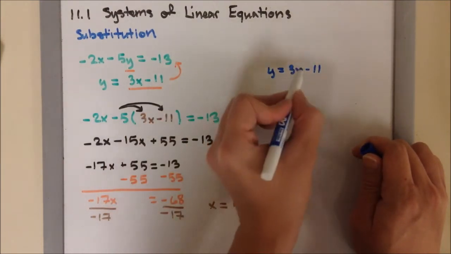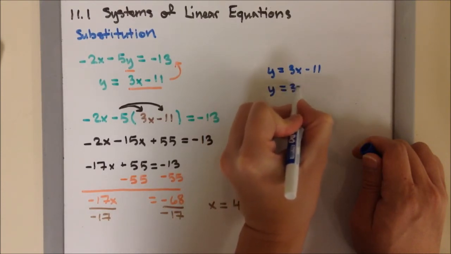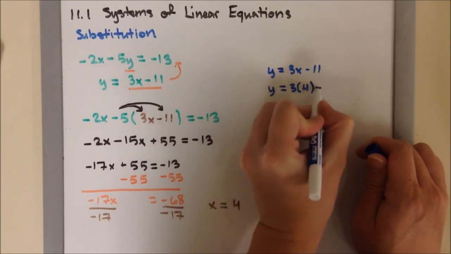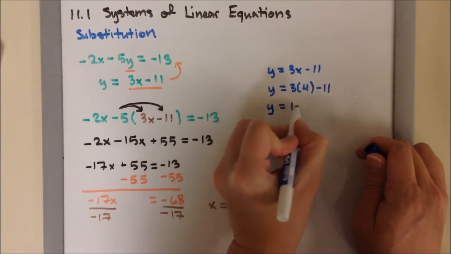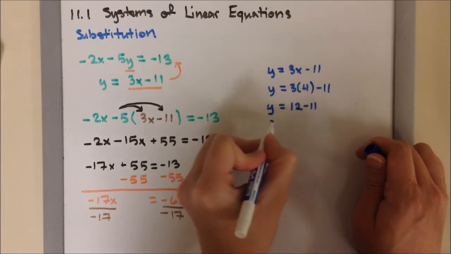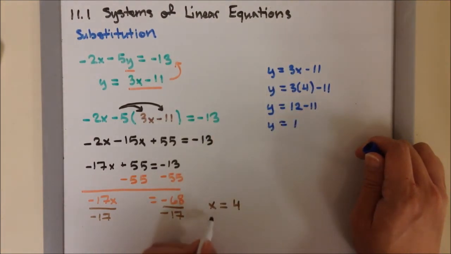So x is 4, I'm going to plug 4 into x, so it's going to be y equal 3 times 4 minus 11. So it's going to be y equal 12 minus 11. So y is 1. So I'm going to write y equals 1.